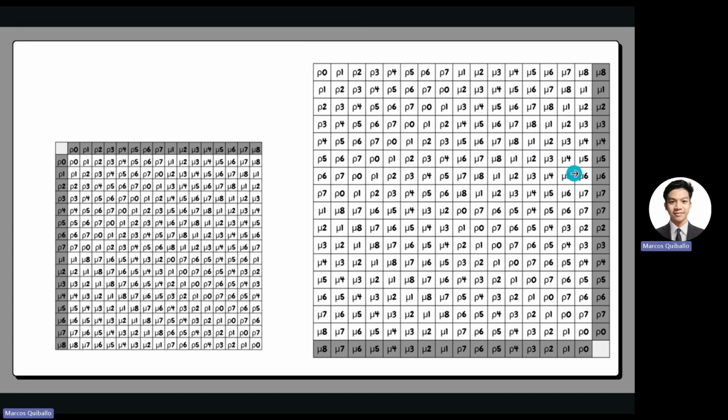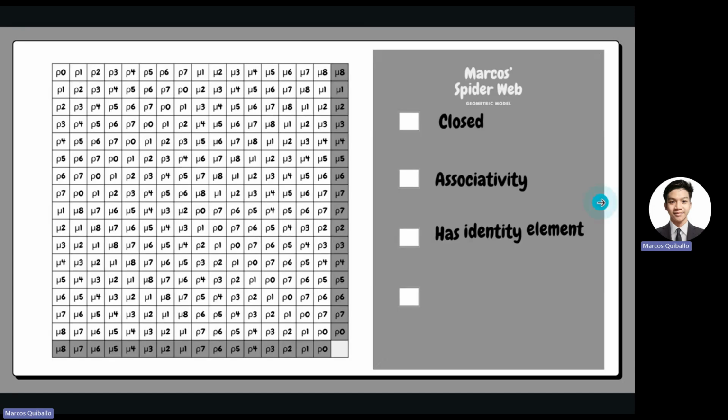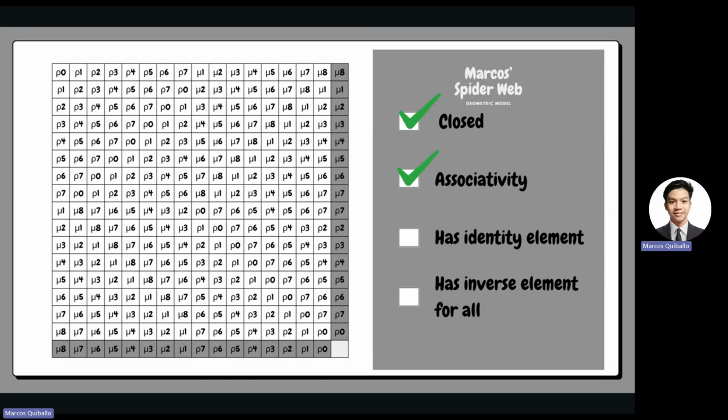So meaning to say, since the result after we rotate the table 180 degrees and interchange some of the columns of our table is equal to the original table, therefore we can say that our table is associative. So the second requirement is satisfied.